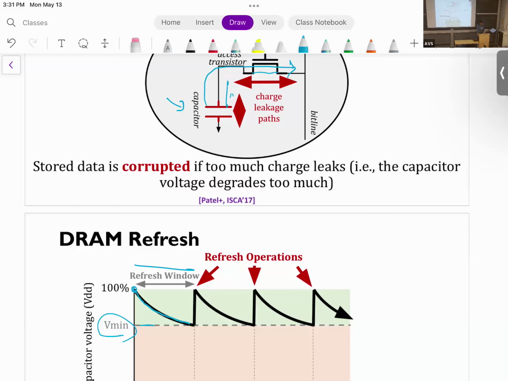This is what we define as the refresh window, and that's 64 milliseconds, based on how much we can allow the voltage to go down, and as a result, how long it takes for that voltage to go down to that point. The refresh should happen faster than that. So that's the basic operation of a cell. As long as we do this refresh, we are good to go.